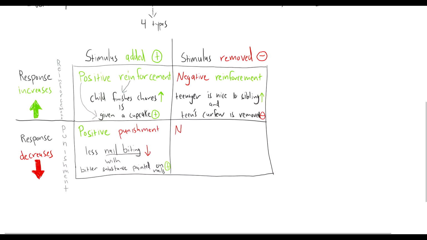And finally, we get to negative punishment. This is where we remove a stimulus or take something away. That's the negative part. And we see that the occurrence of the behavior will tend to decrease going forward. So that's punishment. So, for example, a child fights with her brother and has her favorite toy taken away. The stimulus is removed, the toy, and we see that the result of this stimulus removal is that the tendency to keep fighting will be reduced. That's what's conditioned in this case.